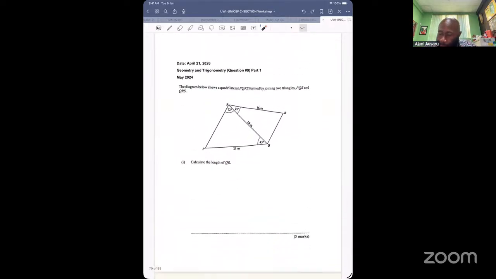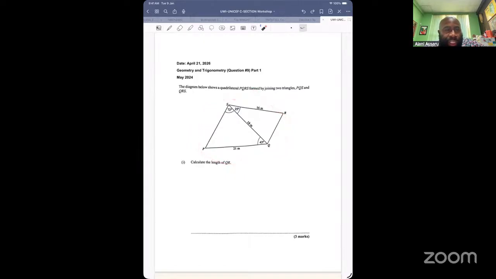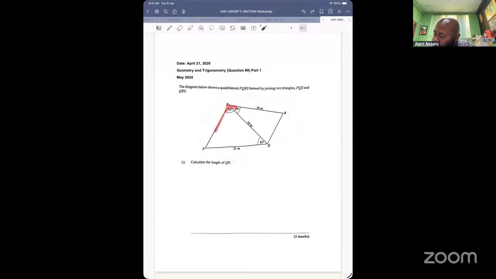All right, beautiful. So could someone read the question for me, please? Just one person. The diagram below shows a quadrilateral PQRS formed by joining two triangles, PQS and QRS. Calculate the length of QR. All right, beautiful. And everybody know what a quadrilateral is? A shape with 4 sides. Right, it's a four-sided polygon. And this one is formed by combining 2 triangles, as you can see, right?